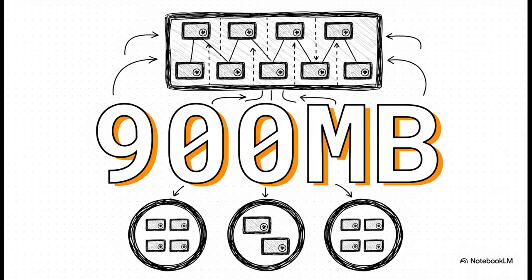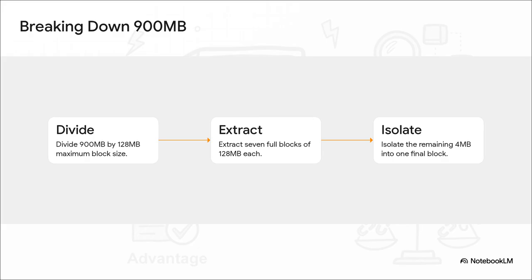To anchor this concept in reality, let's imagine a single 900 megabyte file that we need to store safely and efficiently on HDFS using that 128 megabyte block size. How exactly does the system handle this massive influx of data? Well, HDFS just does some simple math.